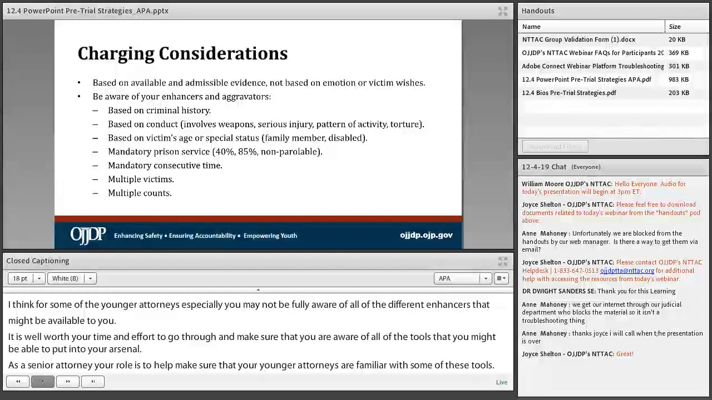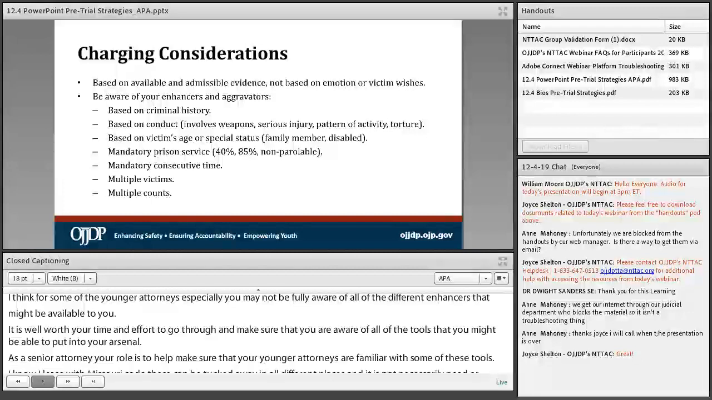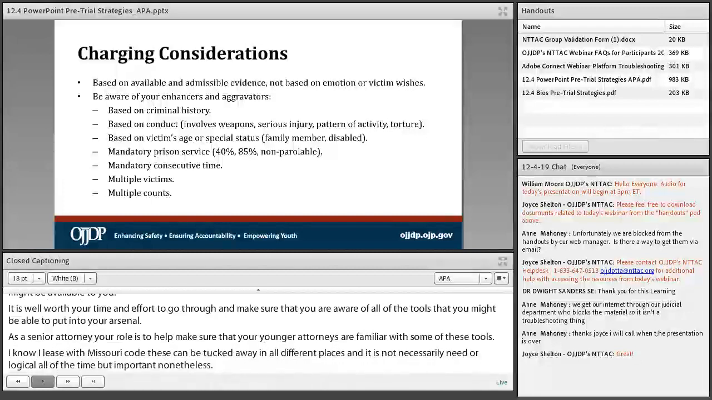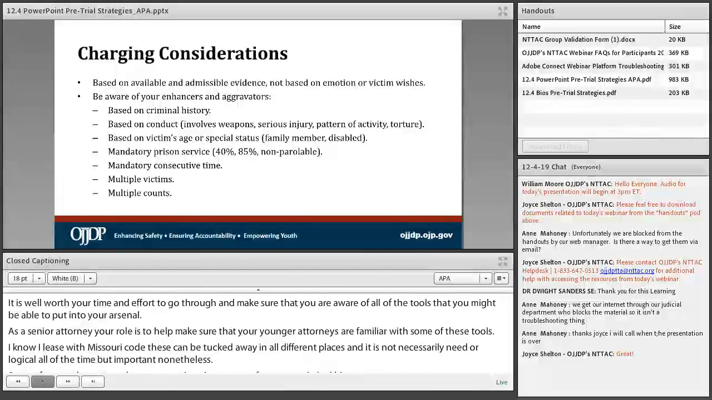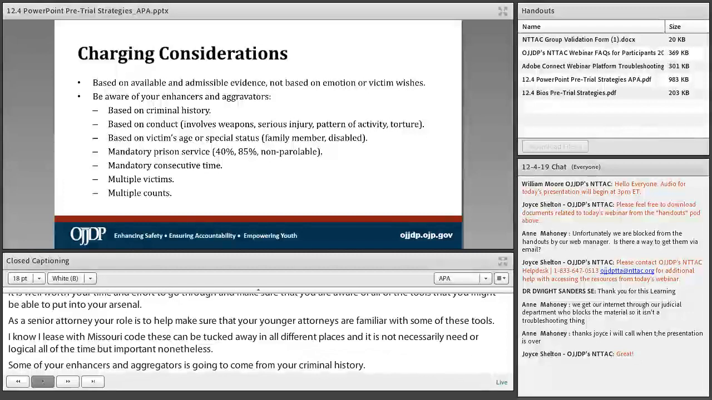So some of your enhancers and aggravators, I think number one is going to come from your criminal history. I'm going to talk a little bit more about that in a minute, but spending the time to go through criminal history can really help or provide you a lot of ammunition as far as charging goes and a lot of different choices.